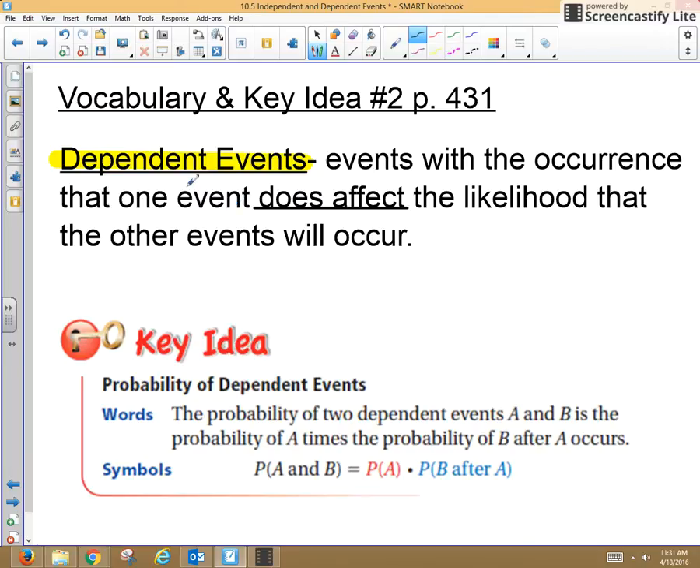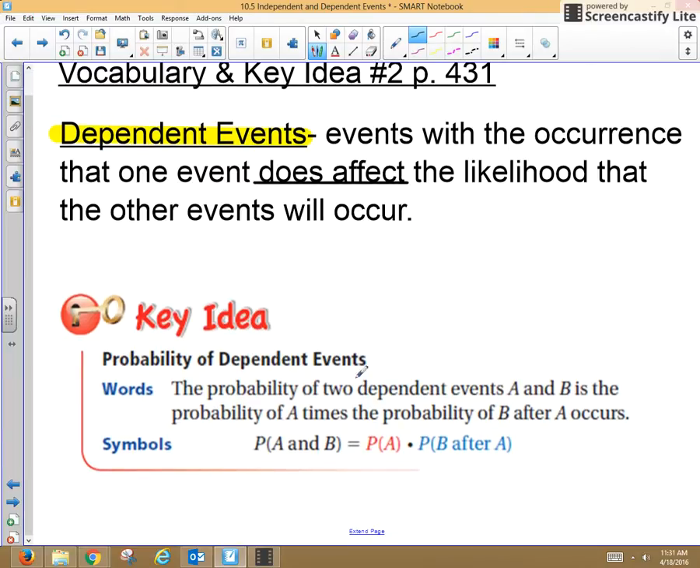Now our next vocabulary is about dependent events. Events where the occurrence of one event does affect the likelihood that the other events will occur are dependent events. So our key idea explains it better. The probability of two dependent events, A and B, is the probability of A times the probability of B after A occurs. So the probability of B, maybe the outcomes might change a little bit after A happens. So go ahead and copy this down and pause the video if you need more time.